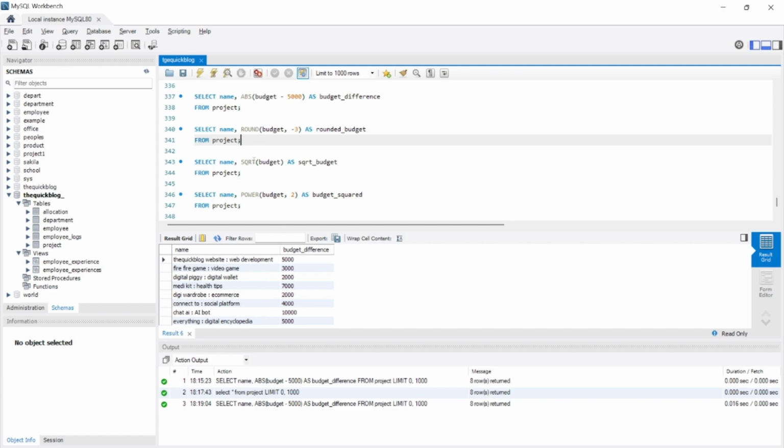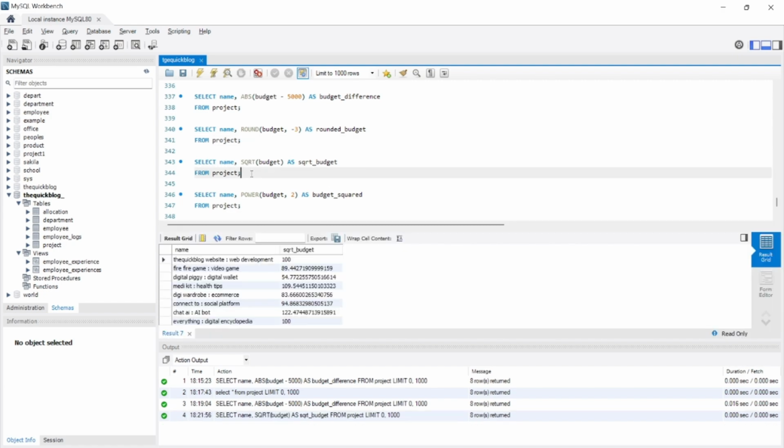Now, our next function is SQRT. The SQRT is basically a square root function. It will find us the square root of the budget. So if we execute this query, we will get the square root of every budget. Like we had, I guess, the value of 10,000. So the square root is obviously 100. And these values are the square roots of the budget of the original project table.